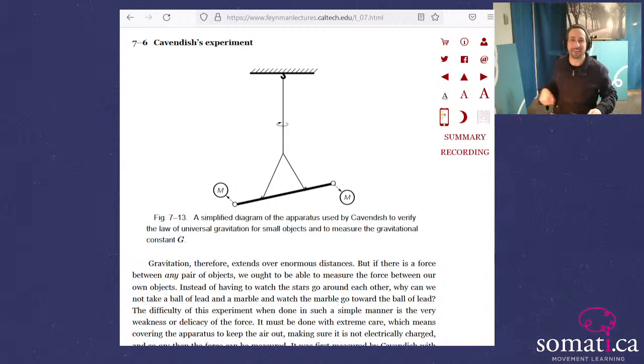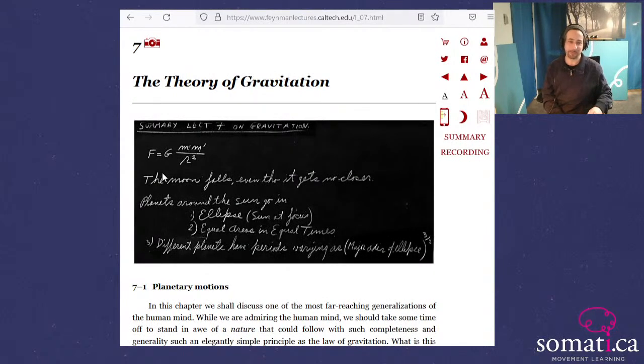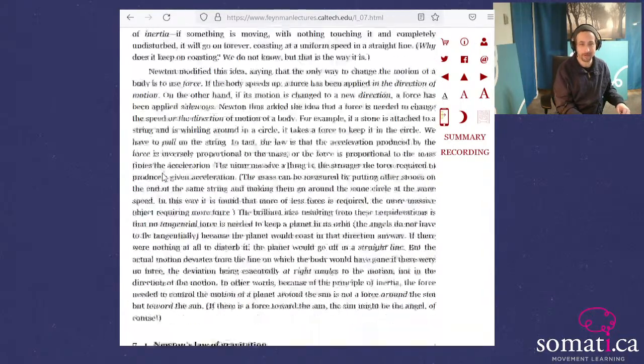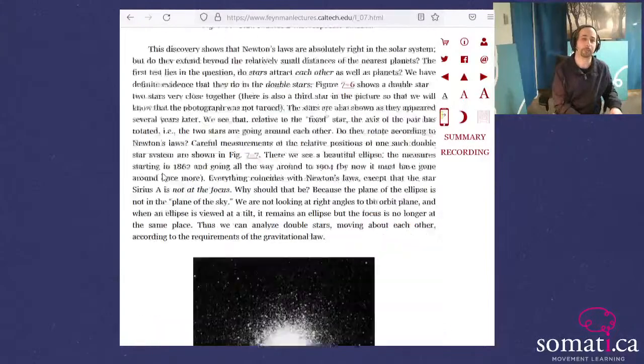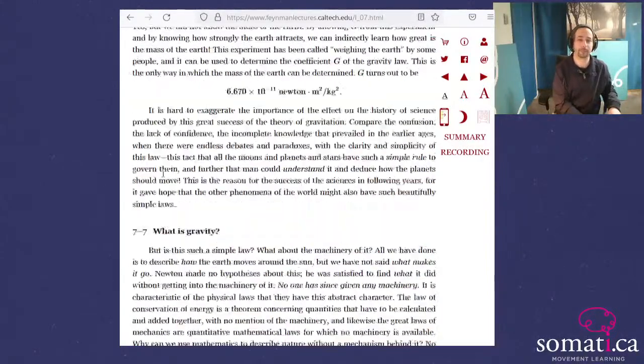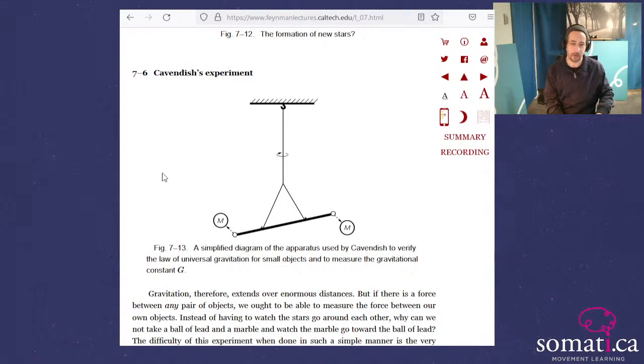Hi, another movement learning session where I'm continuing to work through the Feynman Lectures in physics. You can find the website here, feynmanlectures.caltech.edu. And last time we were in the chapter on the theory of gravitation, and specifically the Cavendish experiment, which is a simple experimental approach that lets people measure the gravitational constant directly.